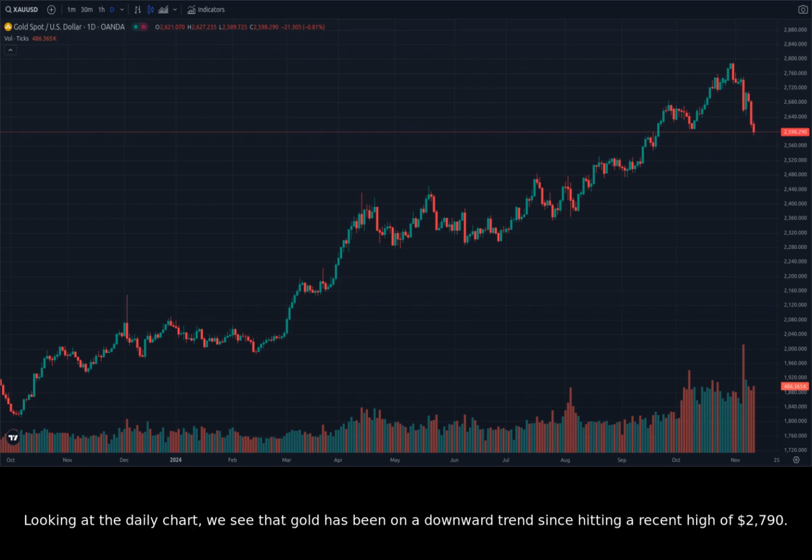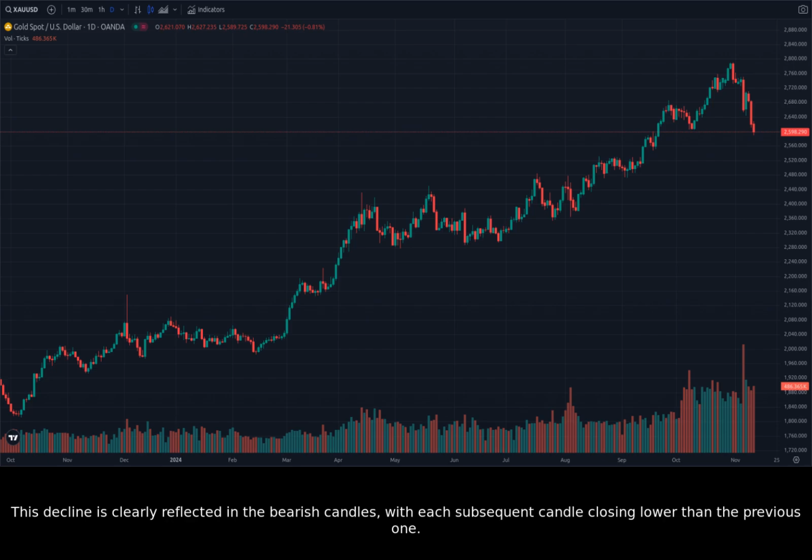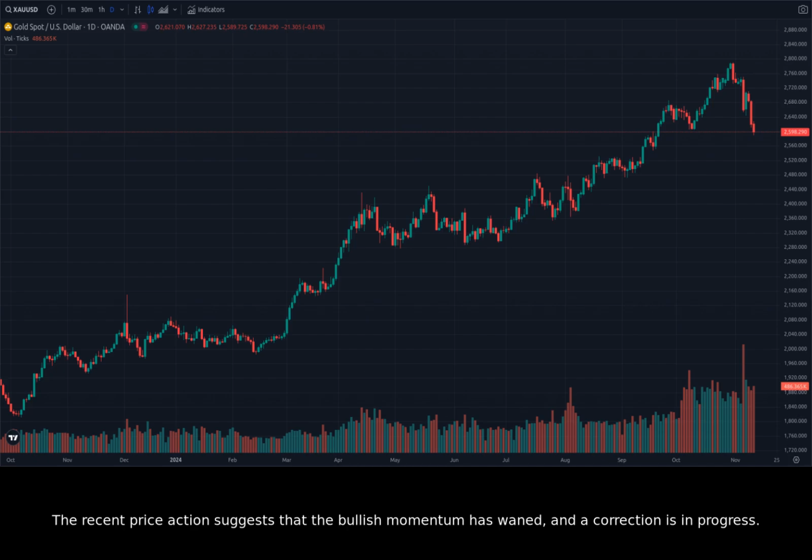Looking at the daily chart, we see that gold has been on a downward trend since hitting a recent high of $2,790. This decline is clearly reflected in the bearish candles, with each subsequent candle closing lower than the previous one. The recent price action suggests that the bullish momentum has waned, and a correction is in progress.